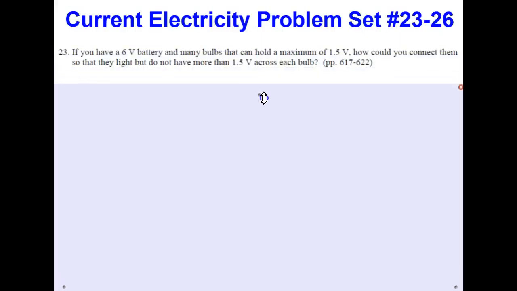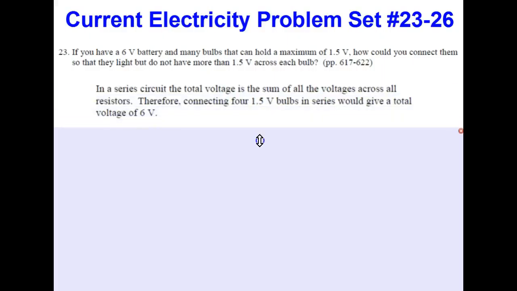Welcome to the Regents Physics Current Electricity problem set, problems numbers 23, 24, and 26. Let's jump right in. You have a 6-volt battery and many bulbs that can hold a maximum of 1.5 volts. How could you connect them so that they light but do not have more than 1.5 volts across each bulb?